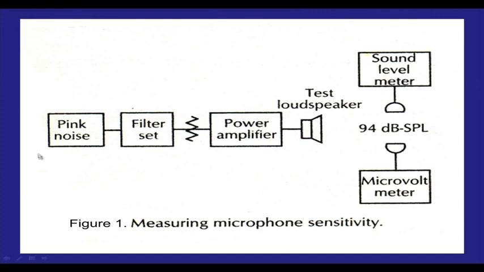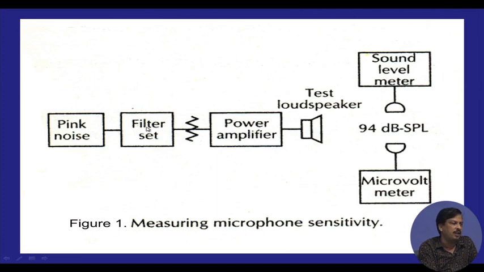I require a pink noise source, which is the electrical signal source, and pass through a filter, go to a power amplifier, which amplifies that signal and connects to a loudspeaker, and the loudspeaker produces the sound. Let us explain one by one. Why the pink noise source?